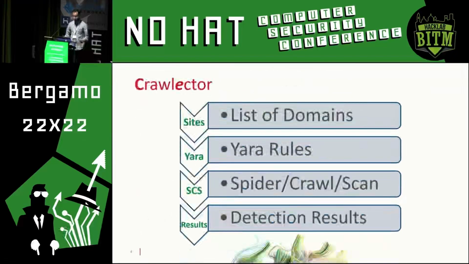So Crawlector, what is it like at a very, very high level, in a nutshell? What does it consist of? The framework follows these four steps. First, you give it a list of domains, and this is the input, plus a set of YARA rules. Then it goes into searching these domains by spidering the pages and crawling them. There is a difference between a spider and a crawler, which I will explain later. Then it detects any suspicious objects on these pages, and upon a detection, it gives you results. This is at a very, very high level, and then we'll get into the details of what each of these steps entails.